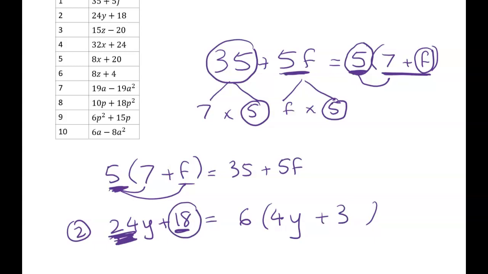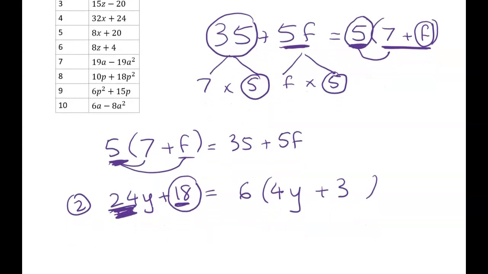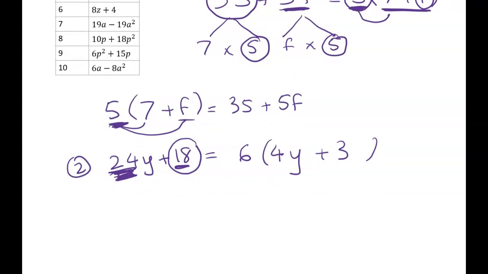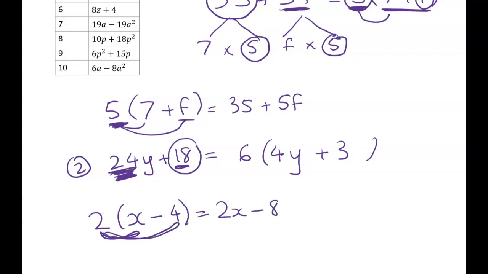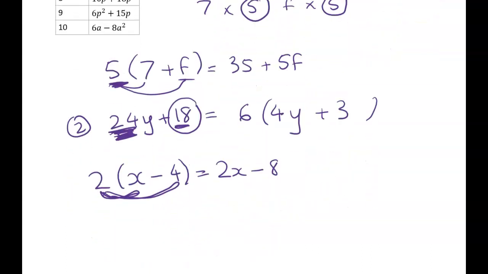Okay, in the next one, I'm introducing a negative sign, just to show you that there's nothing to freak out about. Remember that when we had 2 bracket x minus 4, and we wanted to expand that, we had 2 x's, so 2 times x, and then we had take away 2 4s. So the same thing is going to work when I'm going backwards with factorising.